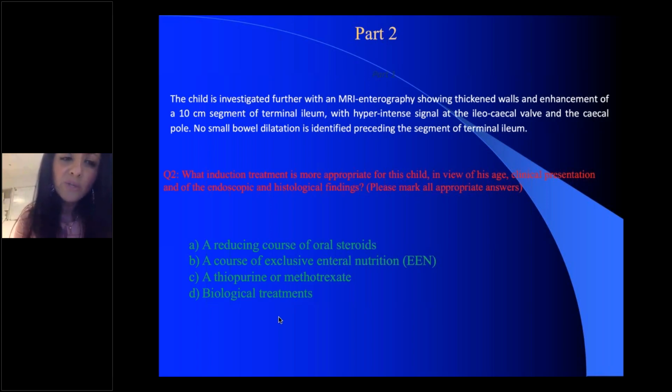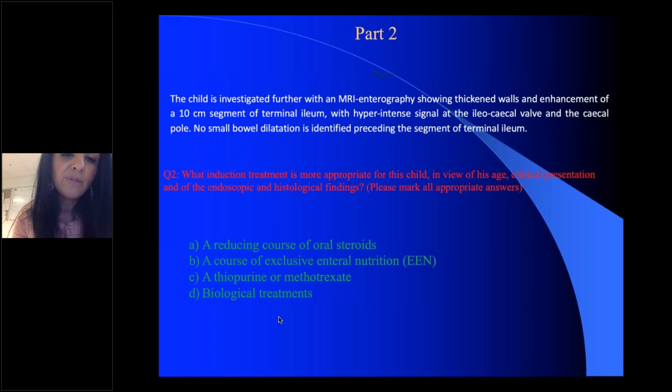So what do you think our induction treatment is for this child, in view of how the child presented and in view of the endoscopic and histological findings? Endoscopy basically showed patchy ulceration as well. So what do you think our first line therapy would be in the context of what we've gone through?